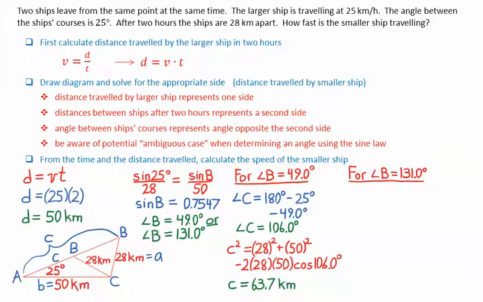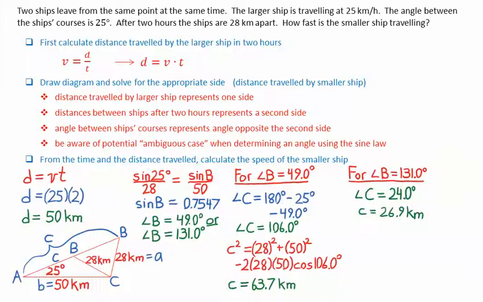We then do the exact same thing, this time for angle B being 131.0 degrees. This corresponds to angle C being 24.0 degrees. And side C, after plugging it into the cosine law using 24 degrees for angle C, gives side C of 26.9 kilometers. These measures for side C will correspond to the distance traveled by the smaller ship.